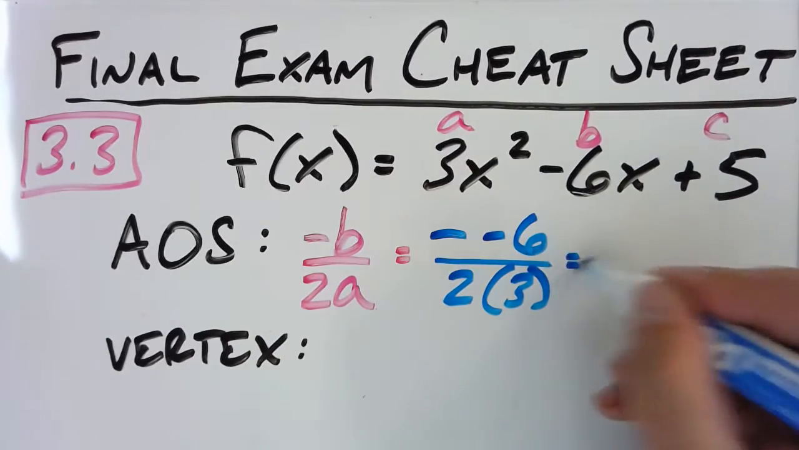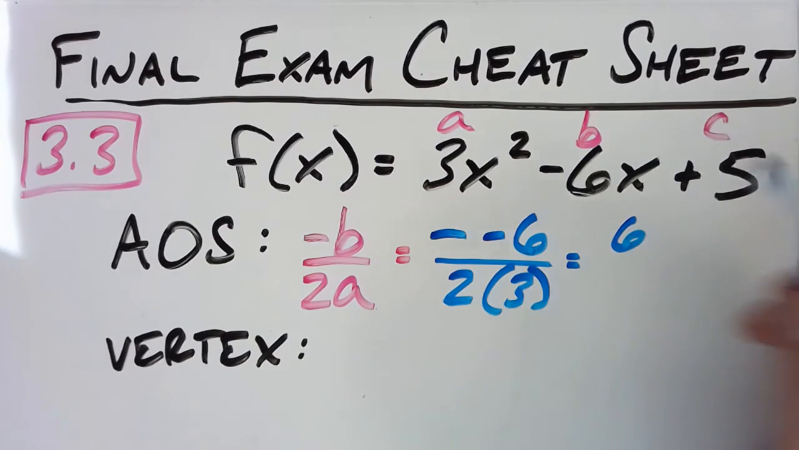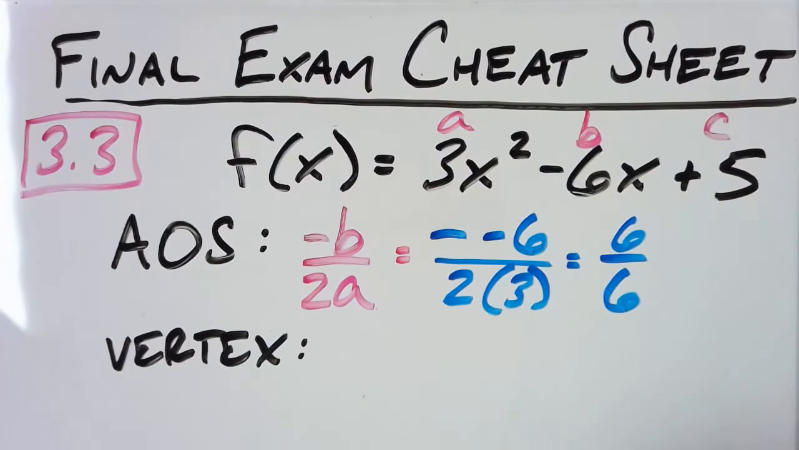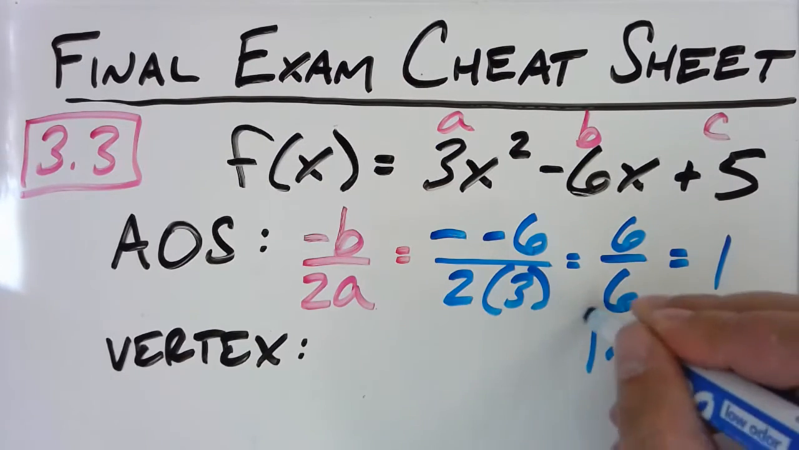Okay, I simplify this. Negative negative 6 is positive 6. 2 times 3 is 6. This right here is technically my axis of symmetry. This does reduce to 1. This 1 is my axis of symmetry. How is that expressed? I would write the equation x equals 1.